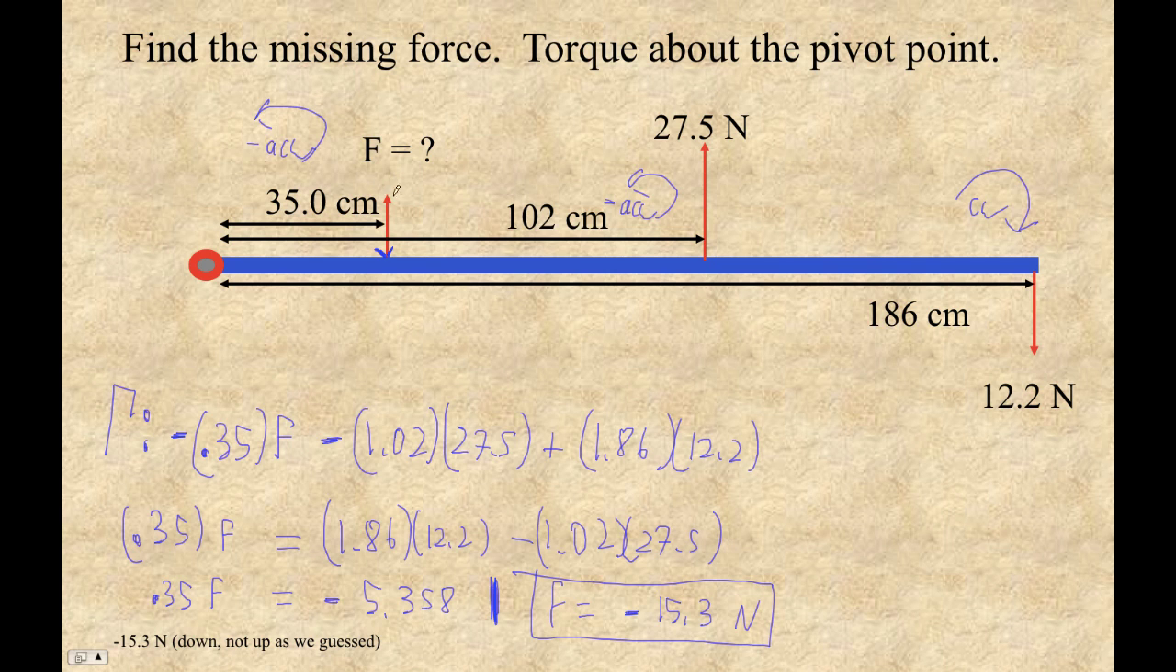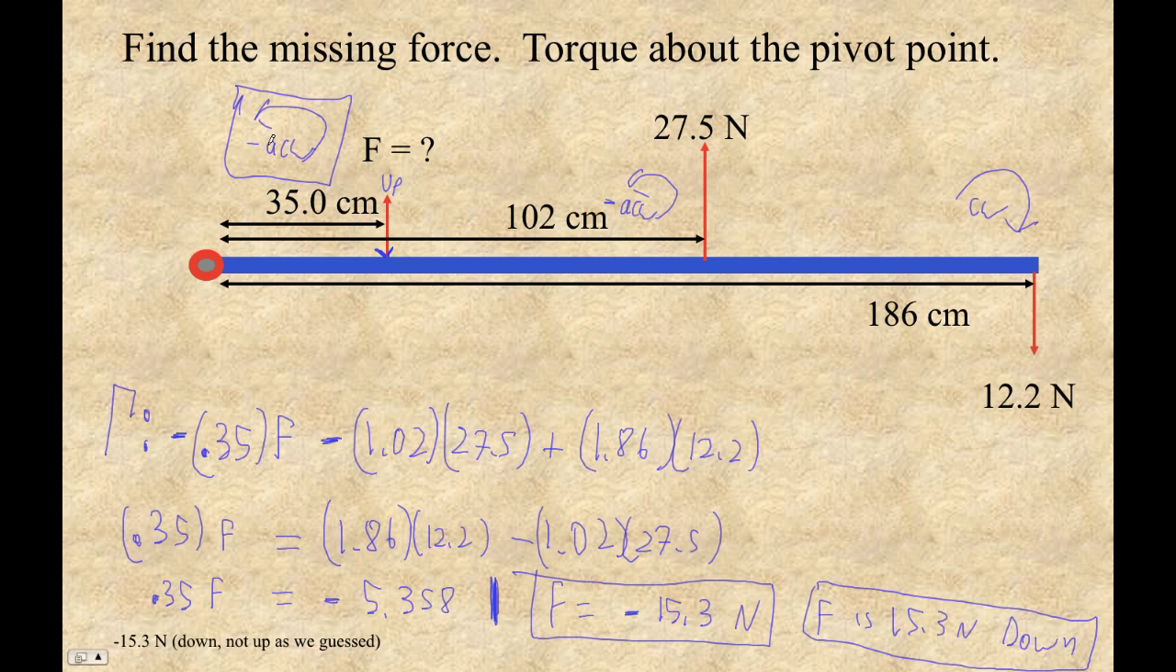Now, let's be very, very careful about what we say, okay? We guessed that the force was up. Notice that we said it was anti-clockwise, right? Which means that it's lifting the beam up. We guessed up, okay? We guessed up, but we got a negative sign. So therefore it's down, okay? So that means that the force is 15.3 newtons down. Now, it's not down because it's negative necessarily. It's down because we guessed up and got a negative number when we did careful math. So therefore it's opposite the direction we guessed.